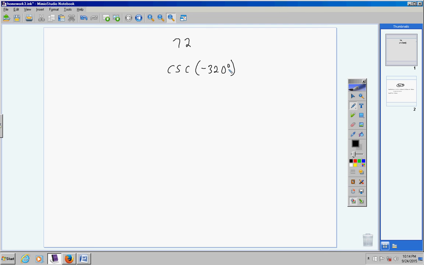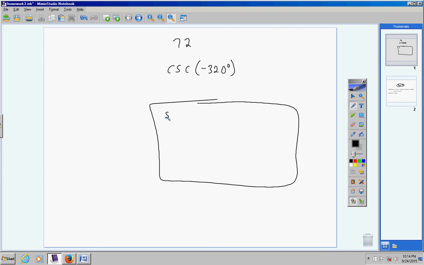Now, the inverse of cosecant is sine. So on my calculator, I'm going to type in sine, and then I'm going to type in negative 320. I hit enter and I get 0.6427876. Now, listen to me, students.